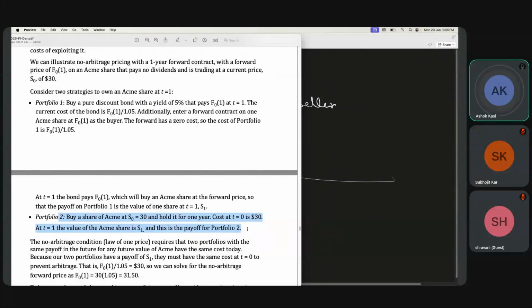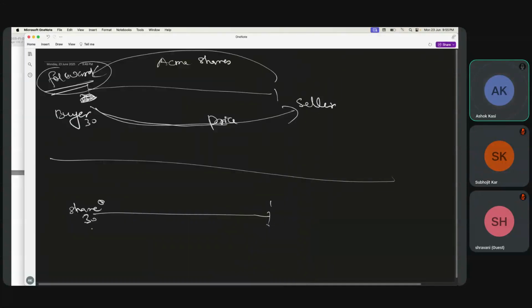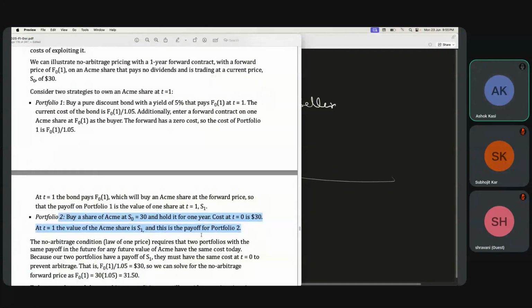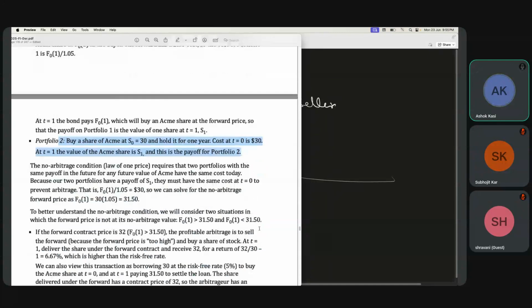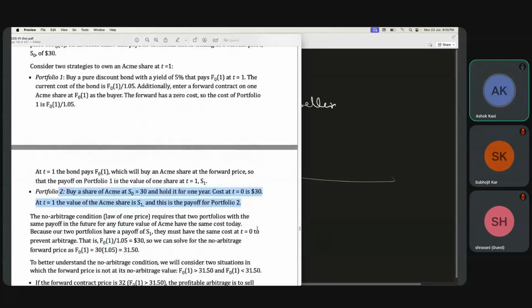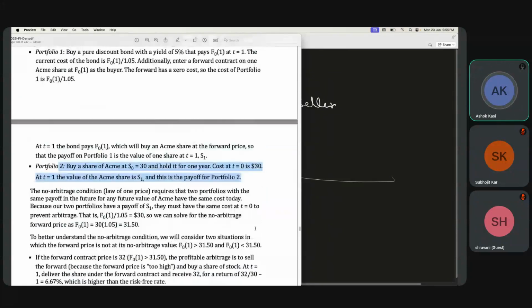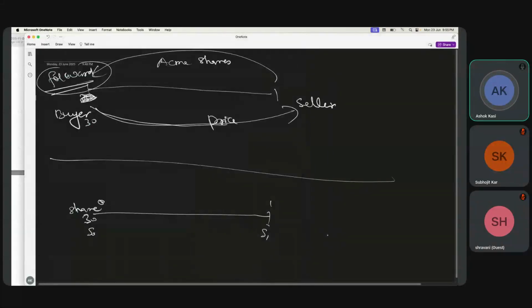Cost at T0 is equal to 30 and at T1, the value of the Acme share is S1. So this is S0, this is S1. And this is the payoff for portfolio 2. They have not mentioned the value here. Fine. So whatever the value be, let's take it on our own.